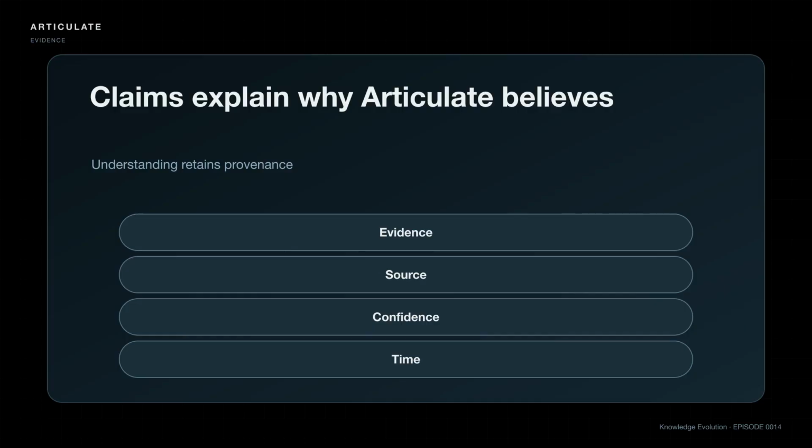But the underlying claims remain important because they explain why Articulate believes those relationships exist, what evidence supports them, where they came from, how confident we are, and when they're believed to be true. The architectural model gives us understanding. The claims give us that understanding's context.